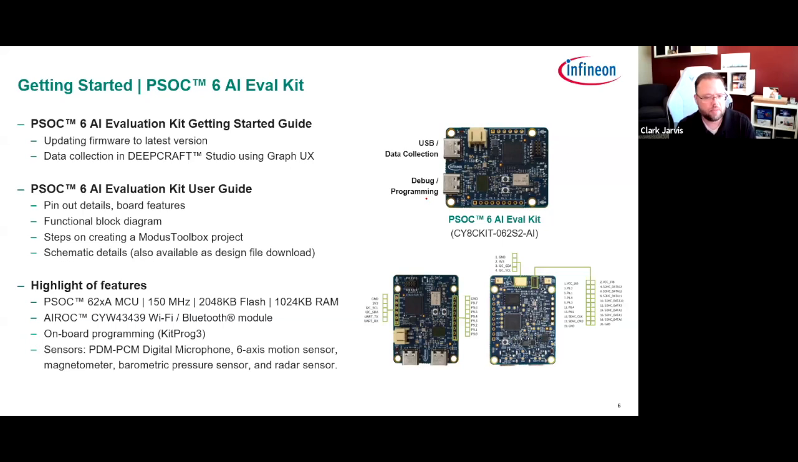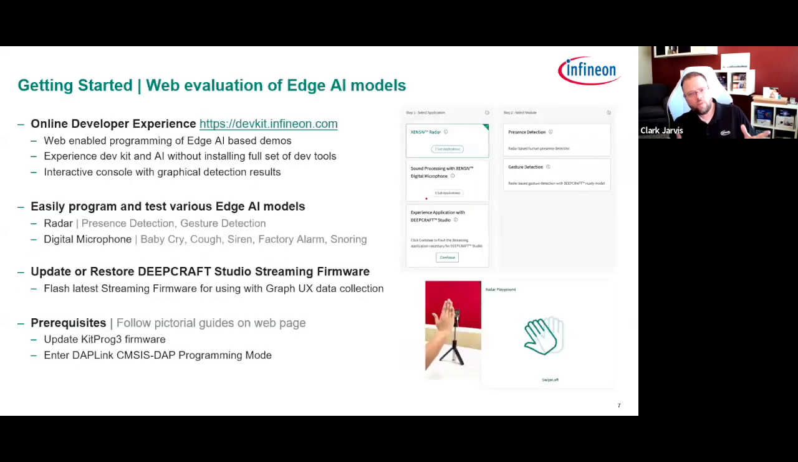And I think we've mentioned a couple times the sensors. There is a digital microphone, a PDM/PCM digital microphone, a six-axis motion sensor, a magnetometer, a barometric pressure sensor that also has some temperature data on it, and then a radar sensor. So a lot of cool stuff all packed into a small board. One of the things you can do with this board, if you don't want to go down the whole path of installing all the tools just yet, is we do have a web evaluation.